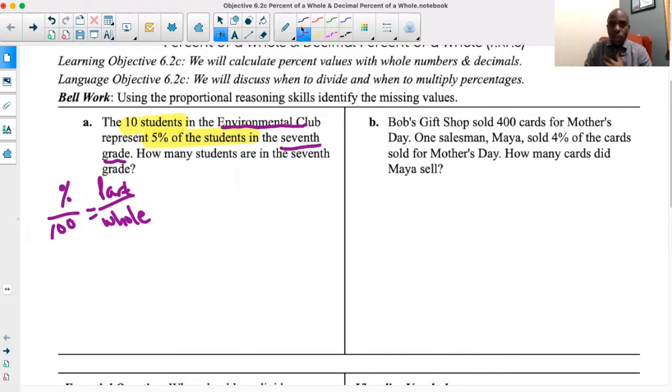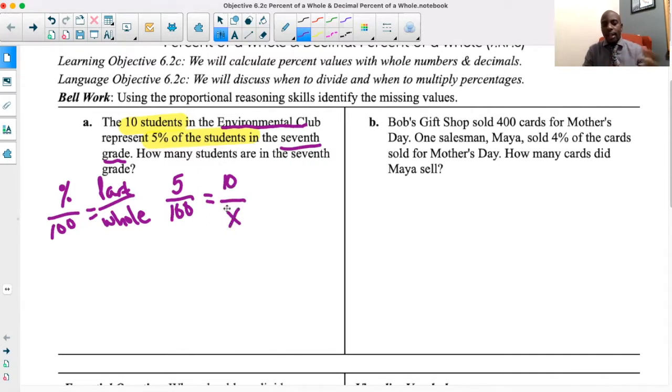Okay, so now I'm going to take the information I have here and apply it and put it inside of this formula that we've created. So the percent here is going to be 5 over 100 is equal to, okay, did they give me the part or did they give me the whole? This is the question that you need to ask yourself. 10 students in the environmental club, that's a piece of the entire 7th grade. That means that's a part. All over X, which is the whole 7th grade.